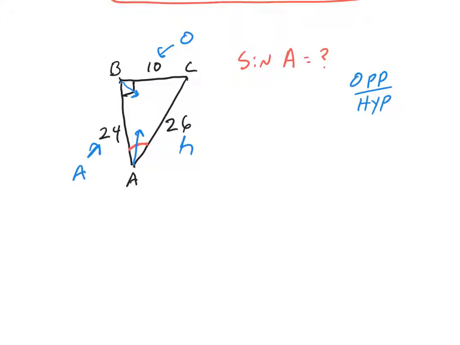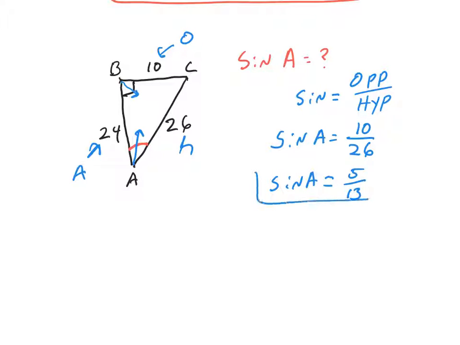So I'm going to look and see where my opposite is. The opposite is, for this one, 10. So the sine of A equals 10, and then the hypotenuse is 26. So it's 10 over 26. And then, of course, I can simplify that, because 2 goes into 10 5 times, and 2 goes into 26 13 times. So the sine of A is equal to 5 over 13.